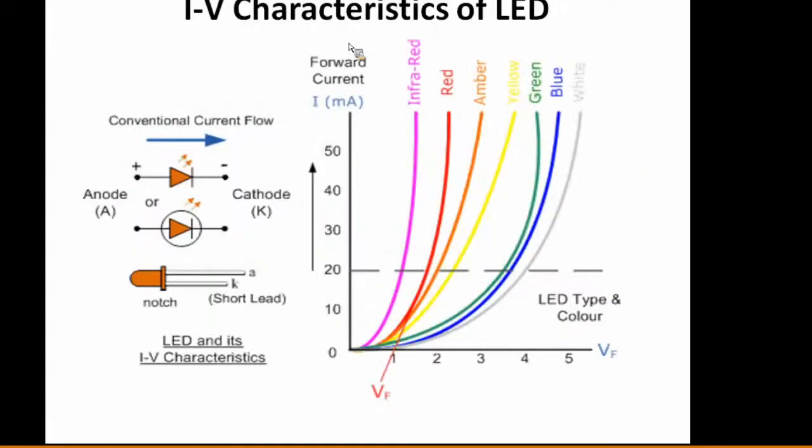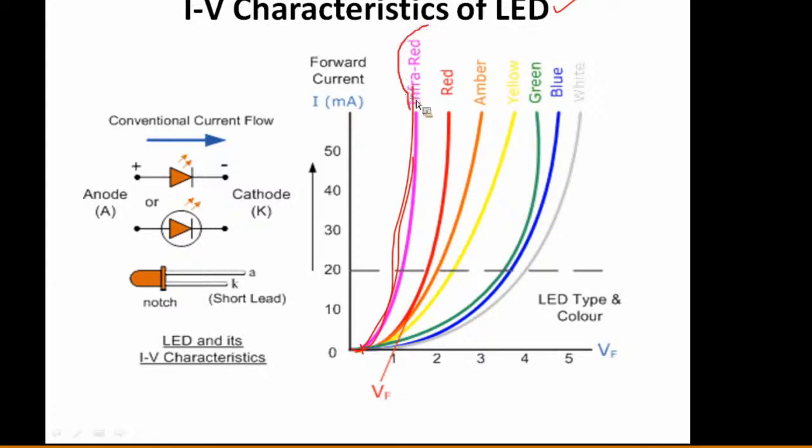Now, these are the basic VI characteristics of your LED. What is the VI characteristics of LED? The current versus voltage characteristics. It is a simple PN junction diode operating in forward bias. What is the forward bias characteristics of a PN junction diode? If the voltage is more than the cut-in voltage, then the current will start increasing. This is the forward bias characteristics of a PN junction diode.